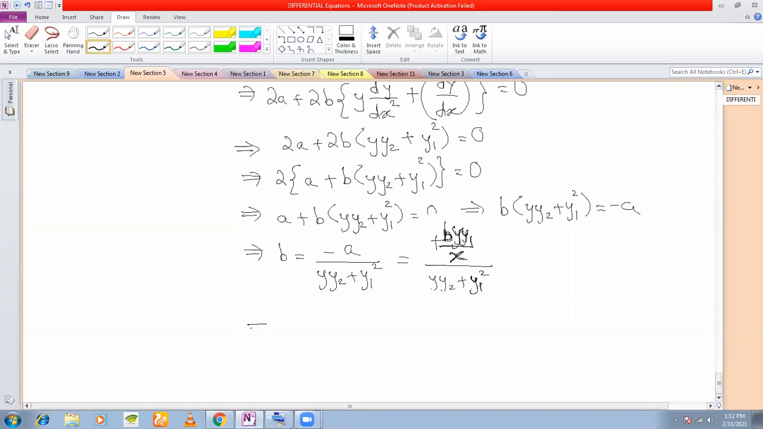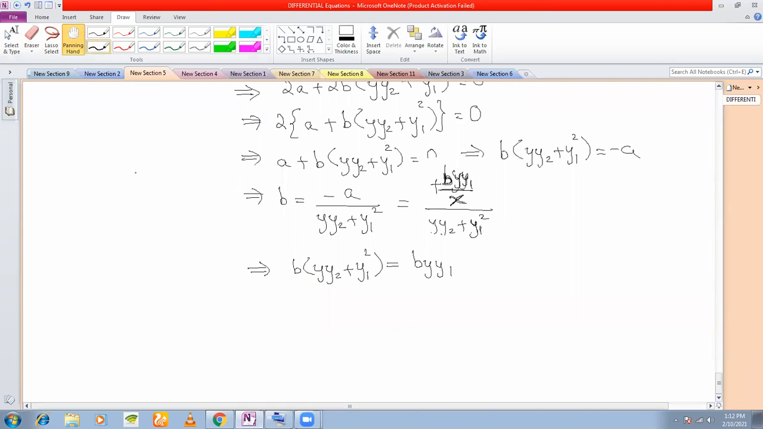so what you do is, now you cross multiply. You get b (y y2 plus y1 square) is equal to b y1. Okay, now see what happens. Now see what happens. b cancels from both sides. Or you can think of it in this way also. Instead of cancelling, because at this stage we don't cancel actually, cross multiplication: b times (y y2 plus y1 square) is equal to b y1, right?